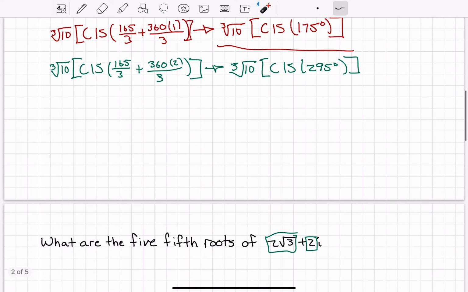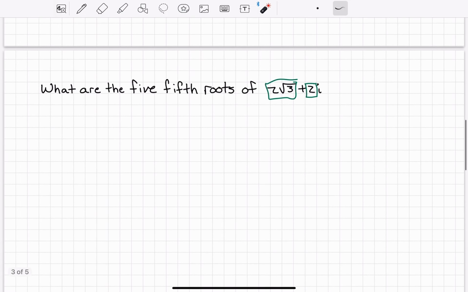Now let's look at an example where we actually have to find the fifth roots of the complex number 2 root 3 plus 2i. And this time it's not in polar form. The complex number is in rectangular form, so we're going to have to recall really quickly how to convert that from rectangular form to polar form. Now, I'm not going to solve the whole problem for you. I do encourage you to download these notes and finish off where I leave off in this video, and then you can check with my completed notes, which are also going to be linked below.